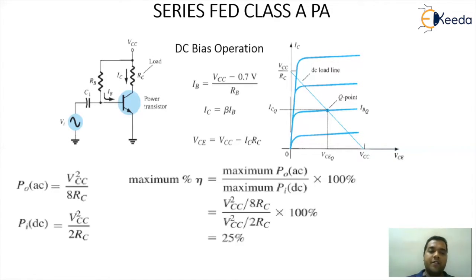So when I try to measure the input DC power given to the circuitry, that input DC power will become VCC square by twice of RC, where RC is basically the load, and the AC output power will be defined as VCC square by 8 RC. So the first thing we need to understand here is, when we talk about the power amplifier circuitries, we are not interested in the gain calculation or the input and the output impedance. We are basically focusing on the efficiency parameter of the class A circuits.